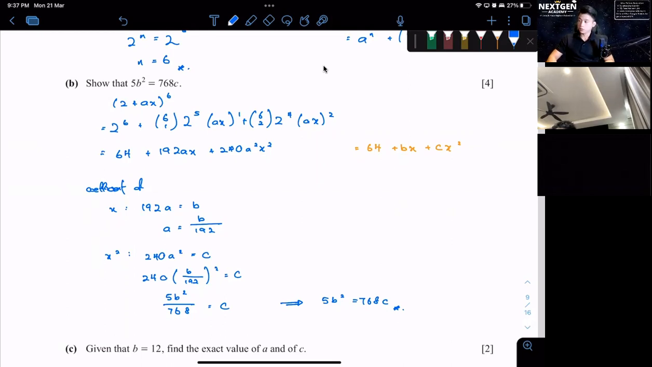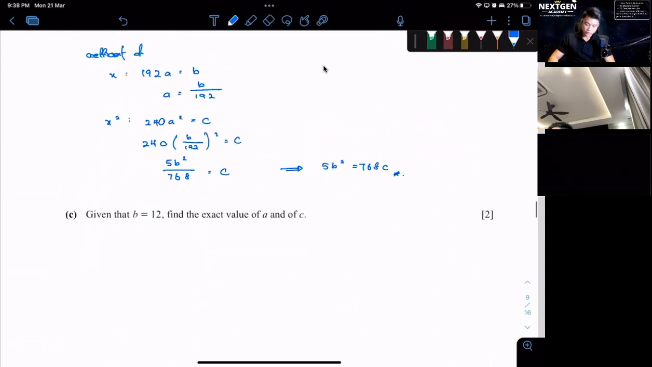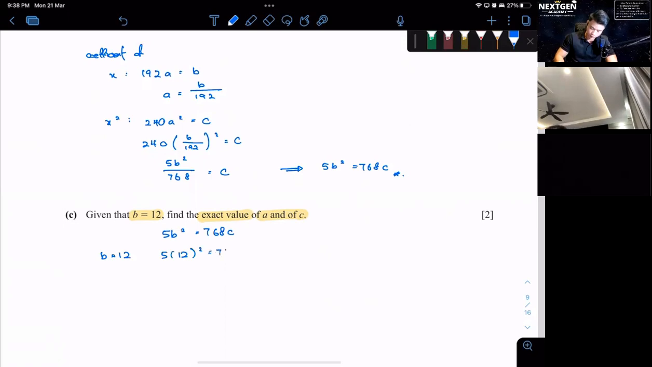All right. Okay, so let's look at question C. Given that b equals to 12, find the exact value of a and of c. So we know that the equation was 5b squared equals to 768c. Now we want to sub in b equals to 12, right? So 5 times 12 squared equals to 768c. What is c? c will be equal to 15 over 16.